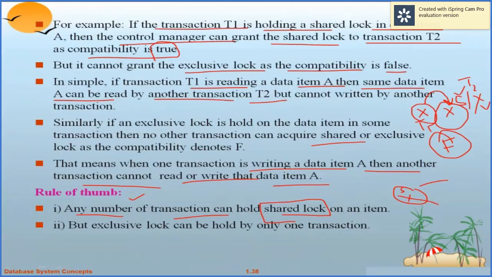Okay, this is not the case in the other type of lock, that is the exclusive lock. An exclusive lock can be held by only one transaction. So that means once the exclusive lock is imposed on a data item, no other type of lock can be overwritten on this data item.